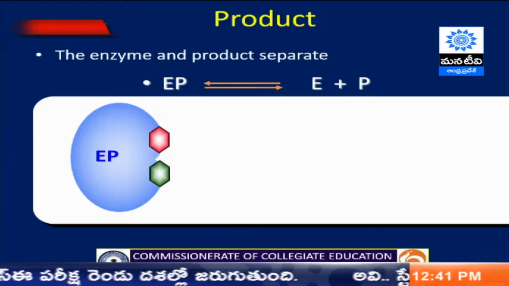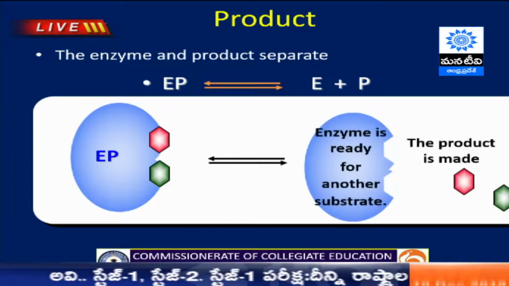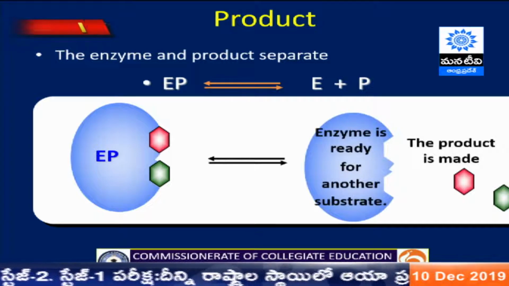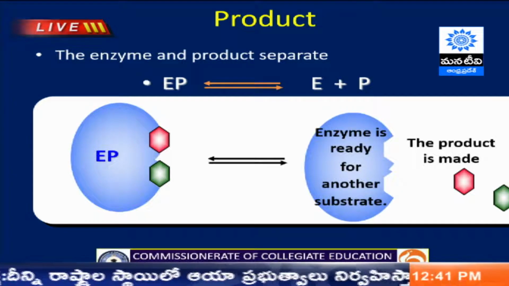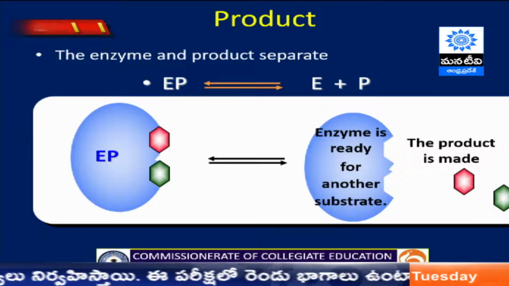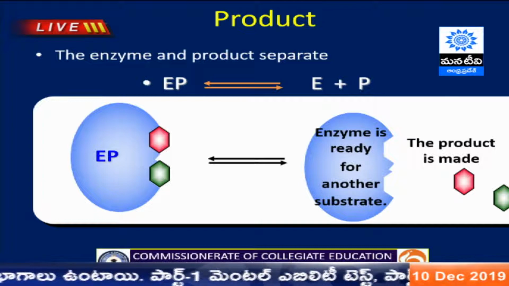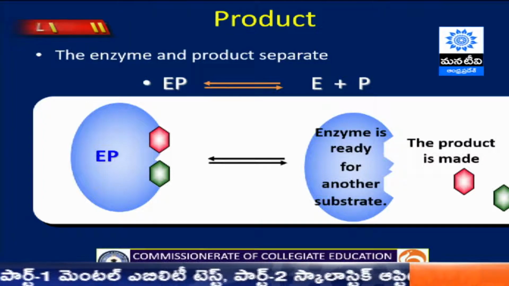That is, in the first step, the enzyme combines with the substrate forming the enzyme substrate complex. The enzyme substrate complex converts into the enzyme product complex. The enzyme product complex finally converts into the products. So these are the basic reaction steps occurring in enzyme substrate reactions.